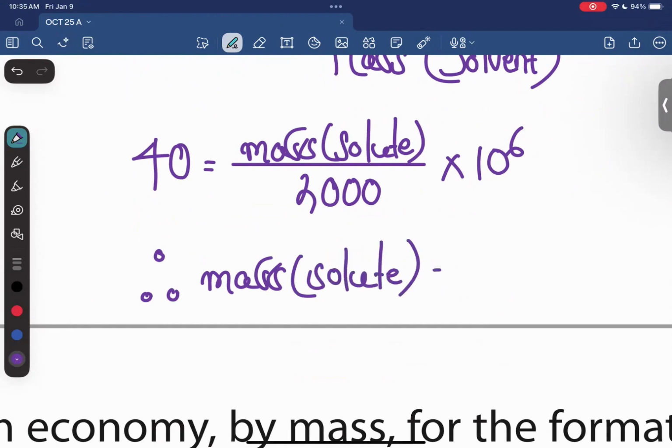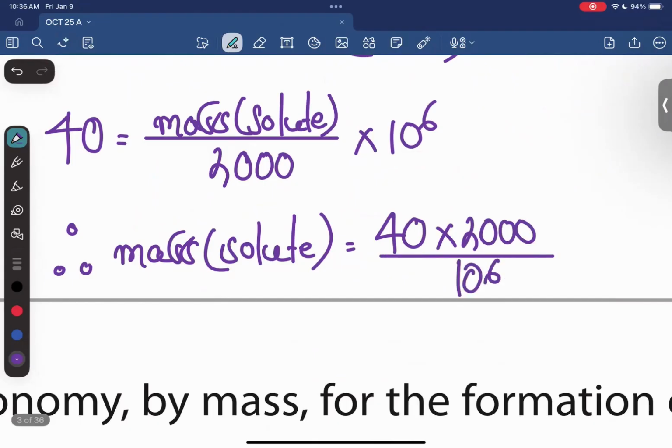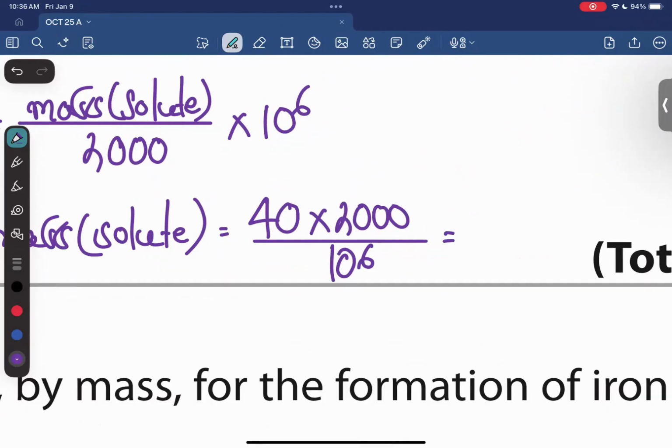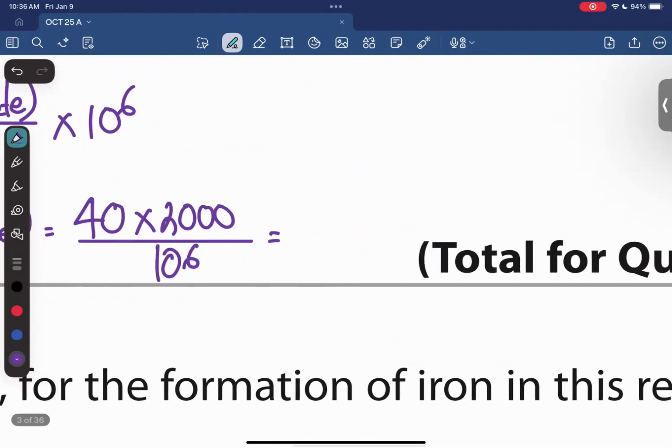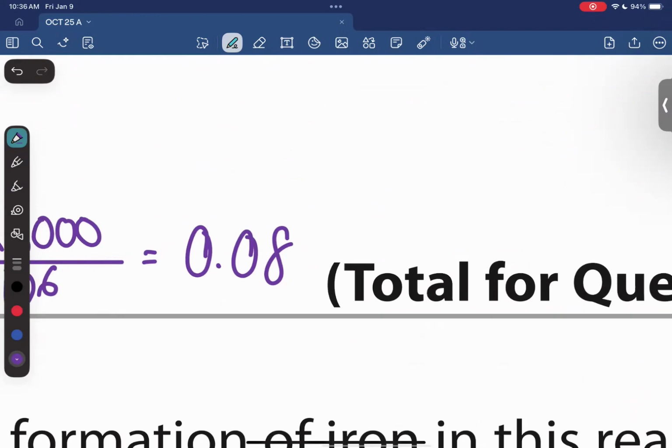So we'd be getting what? We'd be getting 40 times 2000 divided by 10 to the power 6, right? If you do this, your answer should be 0.08. Now there's a catch. All of your answers are in standard form, so you have to convert this answer to standard form as well, right?